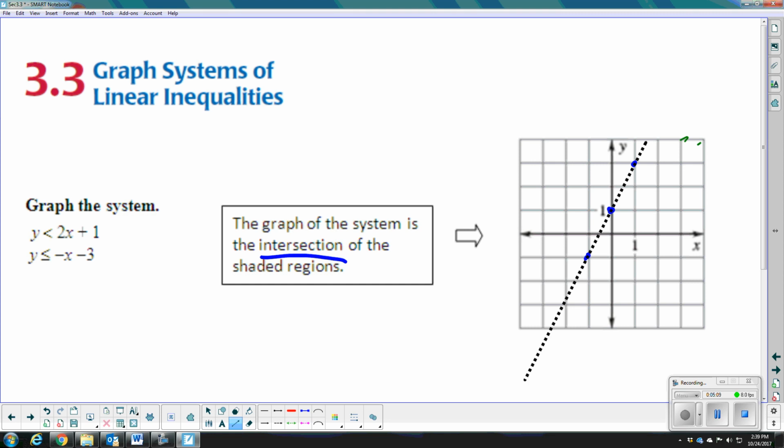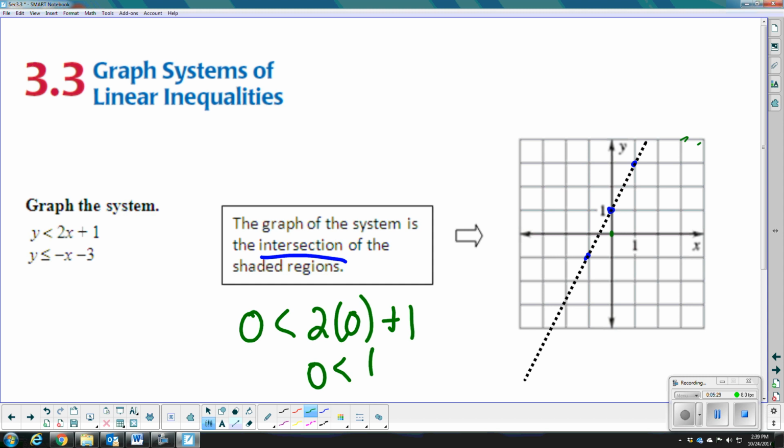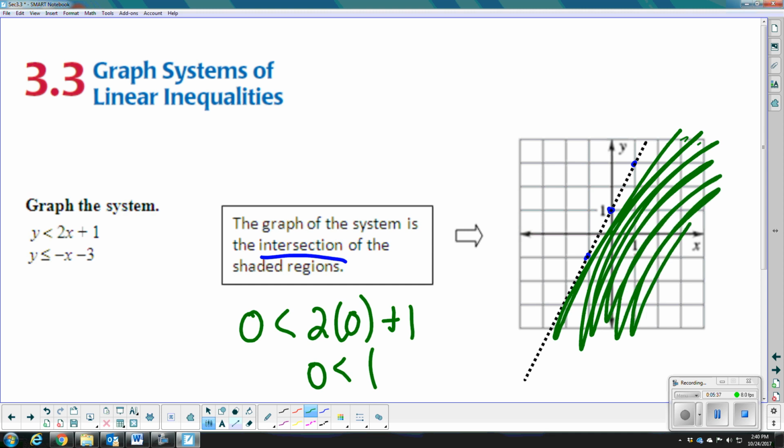Now we're going to find the solution, which half plane is the solution, by picking a point that's not on the line. (0, 0) is not on the line, so I'm going to pick that point. So is 0 less than 2 times 0 plus 1? Is 0 less than 1? Yeah, 0 is less than 1. So here is our solution for this first inequality.